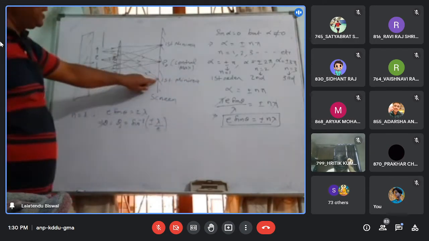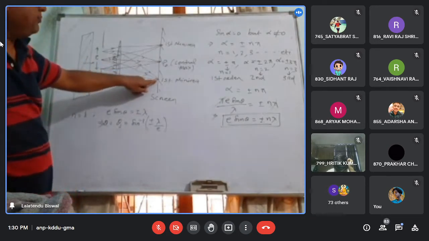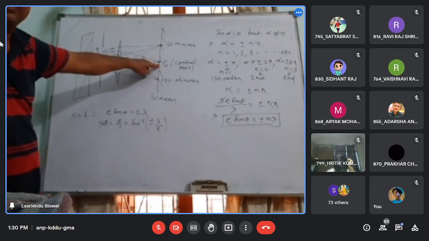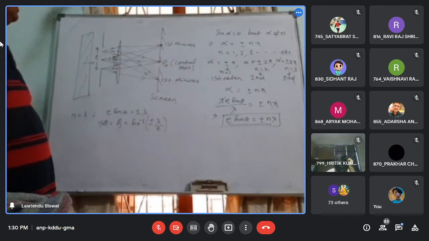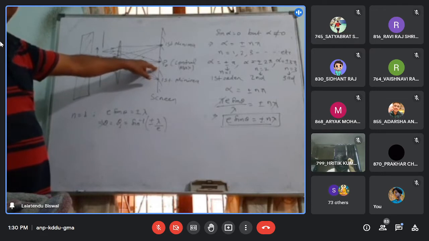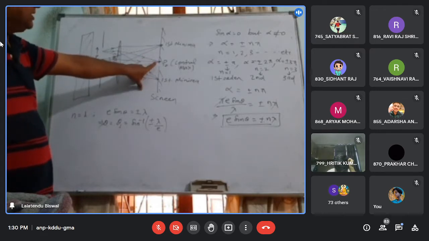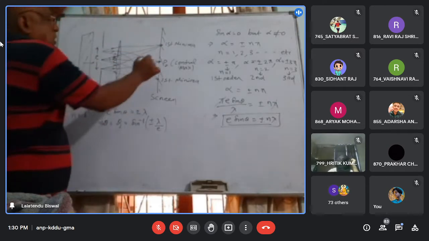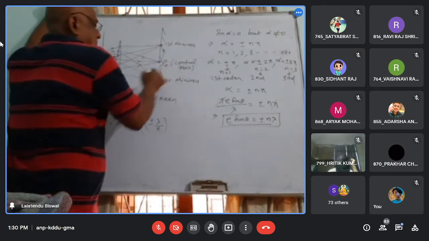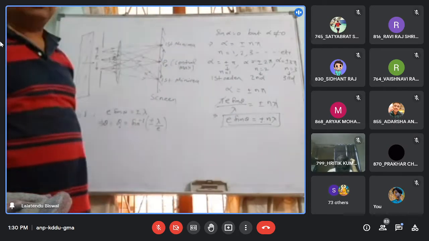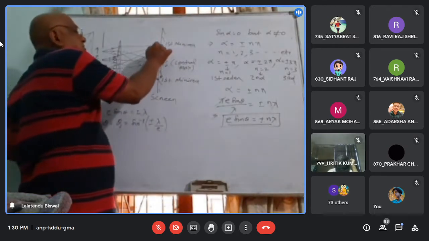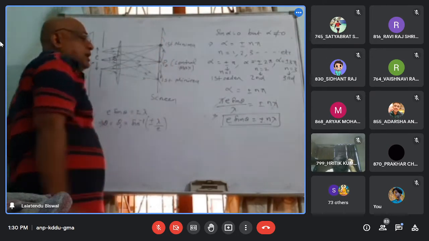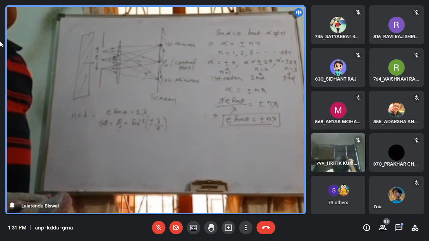And at the first minima, it is obvious that the intensity will be zero, whereas at the central maximum the intensity is maximum. Actually, when you look at the screen with your naked eye, you see maximum intensity at the central maxima P0. But when you look a little away from P0, the intensity goes on decreasing. And exactly at the first minima, the intensity becomes zero.